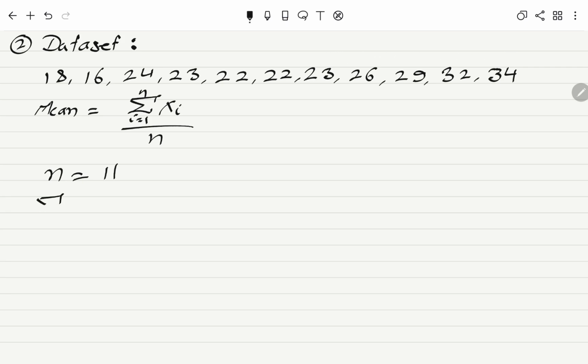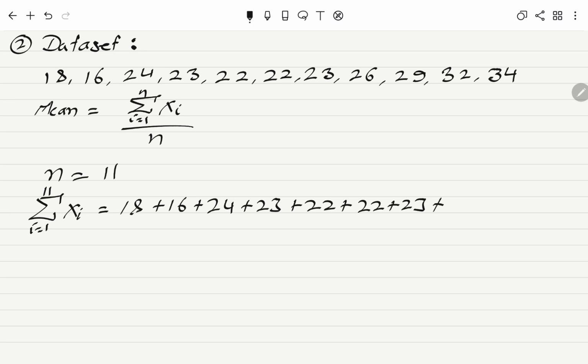If we want to calculate the summation of all the xi's, i is going to go from 1 to 11. This is just going to be 18 plus 16 plus 24 plus 23 plus 22 plus 22 plus 23 plus 26 plus 29 plus 32 plus 34. All right, let me just put that in a calculator. I get a total of 269.